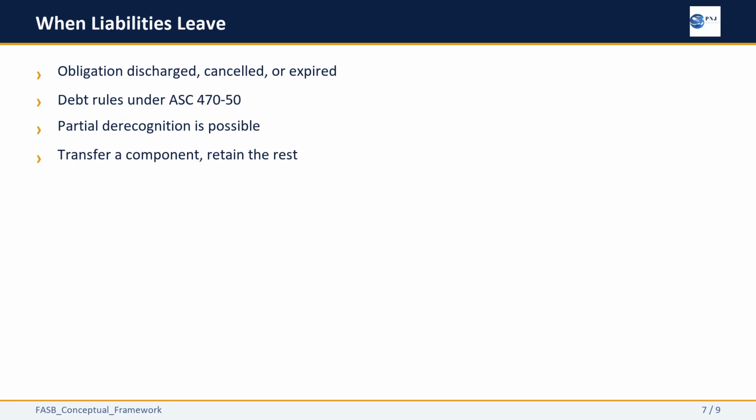Liabilities come off when the obligation is discharged through payment, canceled by the creditor releasing you, or simply expired. For debt specifically, ASC 470-50 governs extinguishments and modifications, and the line between a modification and an extinguishment carries real accounting consequences. There is also partial derecognition. An entity can derecognize just a portion of a financial instrument when it transfers one component while keeping another, for example selling a participation interest in a loan while retaining the rest. So derecognition is not always all or nothing. Sometimes only part of an item walks out the door.